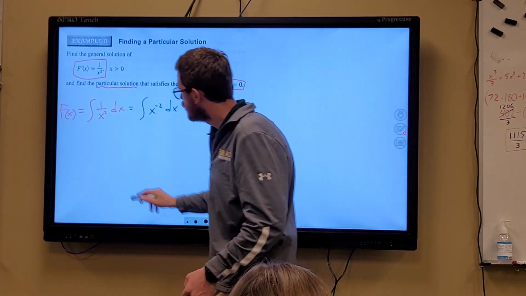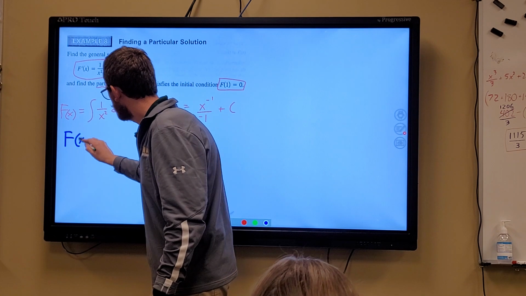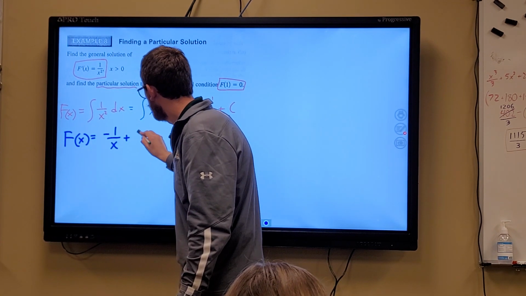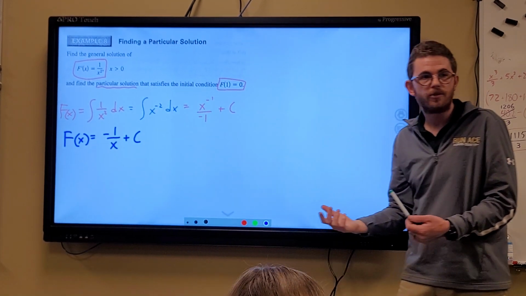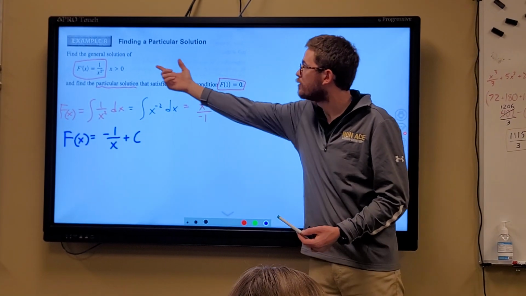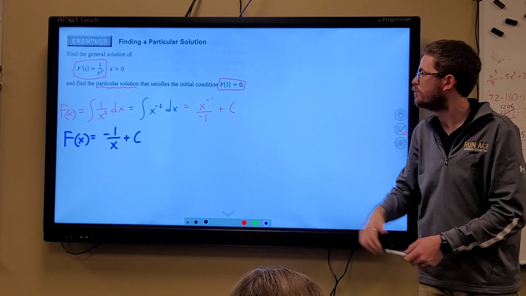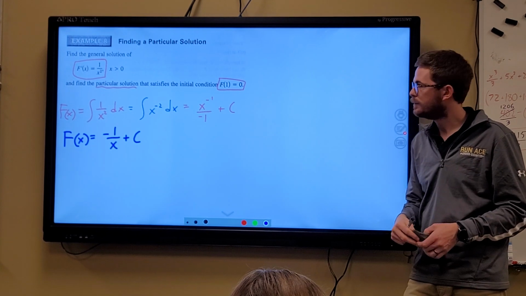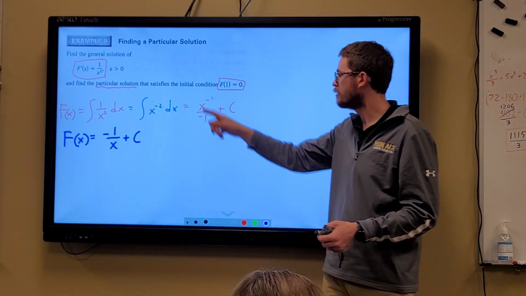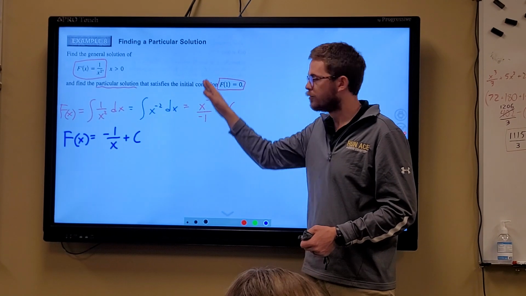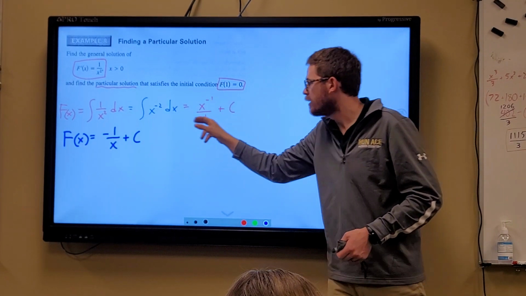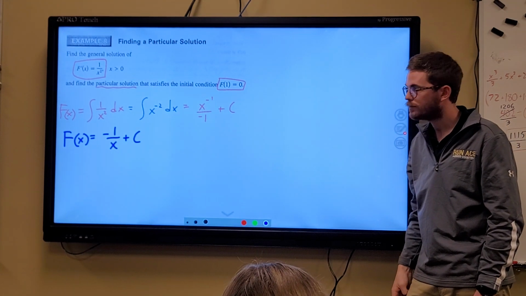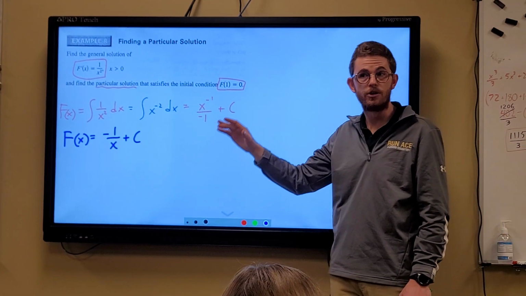So capital F of x, the general solution is negative 1 over x plus c. I am going to simplify that. Not that we have to for the first part of the question, but it is going to be helpful for us as we find the particular solution. So x to the negative 1 went to the bottom. There's a placeholder of 1 at the top, and 1 divided by negative 1 is still negative 1. All right, any questions on how we found that general solution?